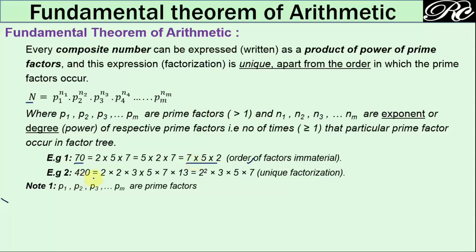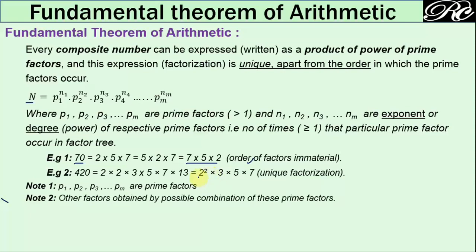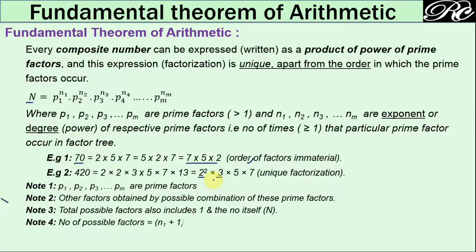If we take 420, the factors are 2, 3, 5 and 7. 2 is present twice. Here p1, p2, pm are prime factors. Other factors can be obtained by combination of these prime factors, which we have seen in the previous question. Combining these, taking 2 or taking 3 or taking all, we will get new factors which will not be prime, but that will also be a factor.